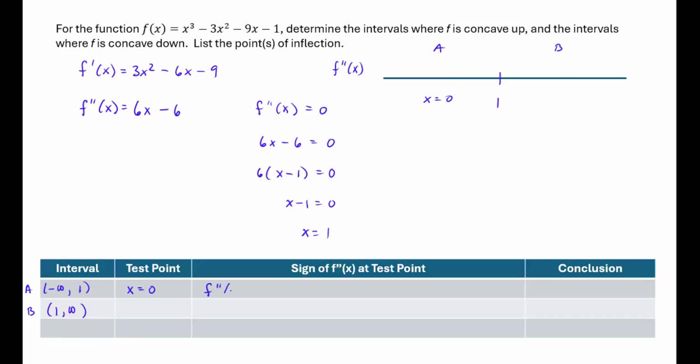We're going to plug it into the second derivative. So I'm plugging it into this function. So we've got 6 times 0 minus 6. That'll give us 0 minus 6, or -6. And if the second derivative is less than 0, if it's negative, then our function should be concave down on that interval. So this will be concave down, which means sad face.